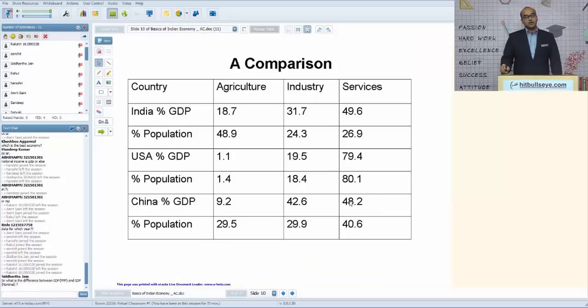Now take a careful look at the table in front of you. Siddharth, I'm not sure if you've joined us right now. I'll take questions at 3 p.m.